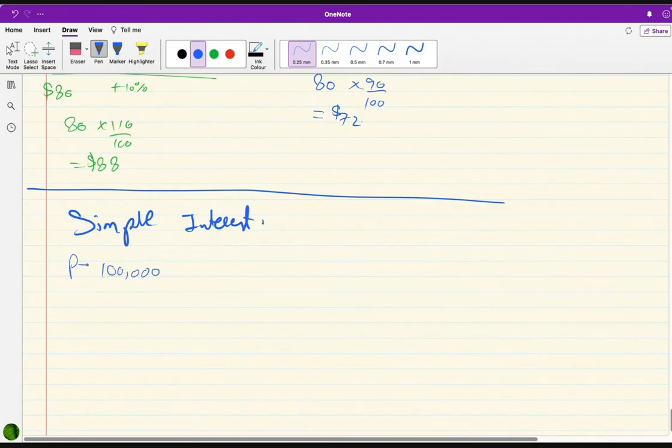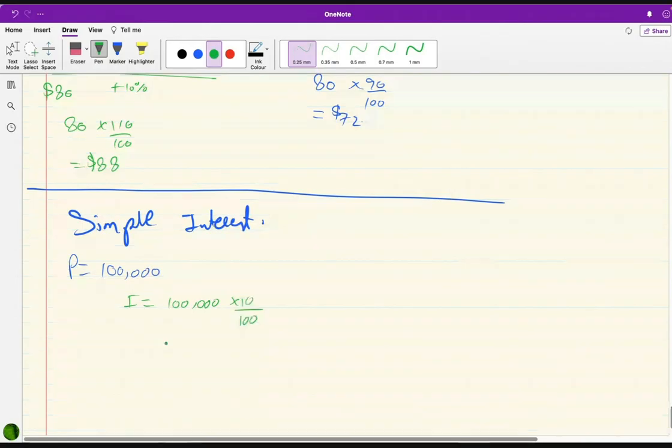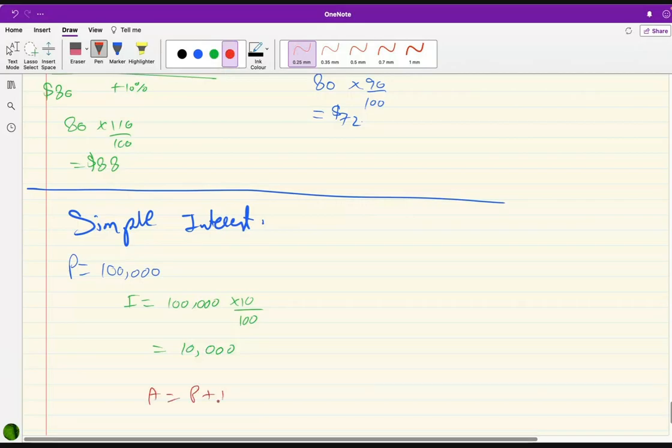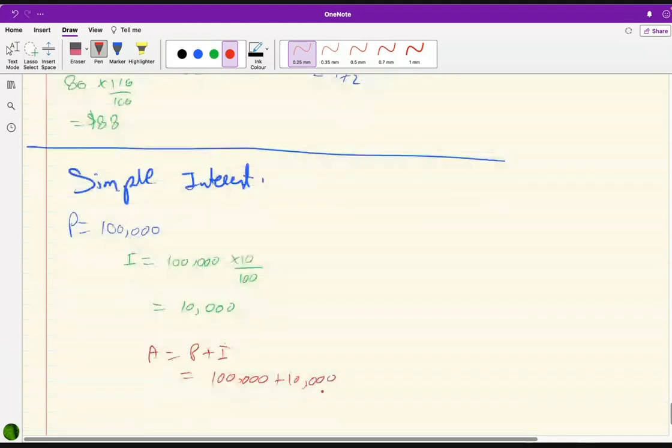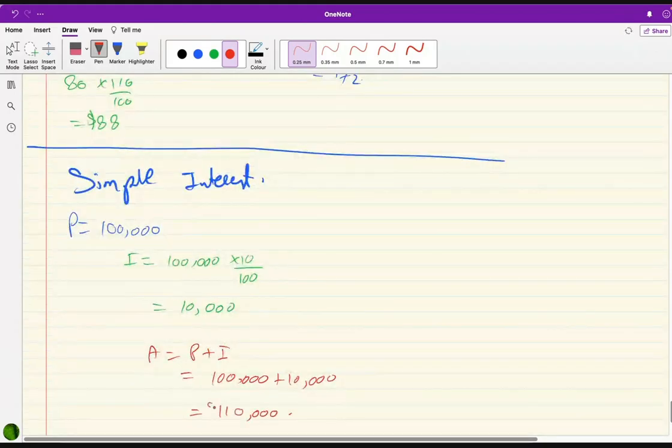100,000, that is the principal amount, and the bank says that we will have to pay 10% interest. So interest is equal to 100,000 into 10 by 100. So that is 10,000. So the amount we will have to pay back is principal amount plus interest, which is 100,000 plus 10,000, 110,000. Clear? Now what happens? This is simple interest.